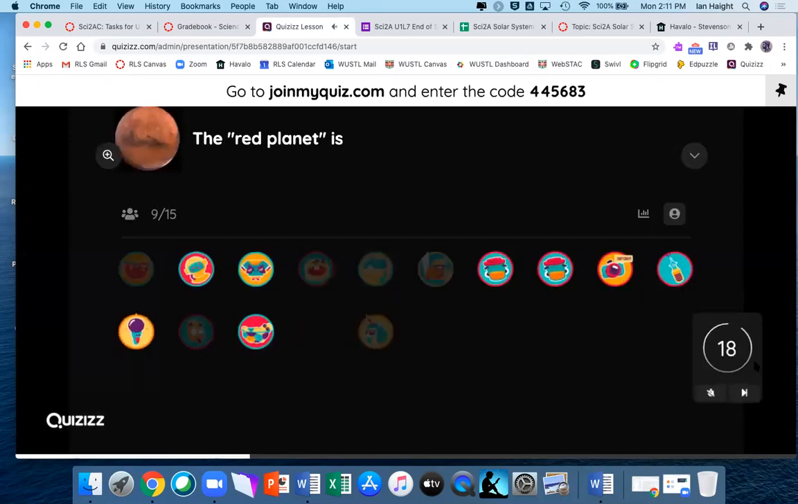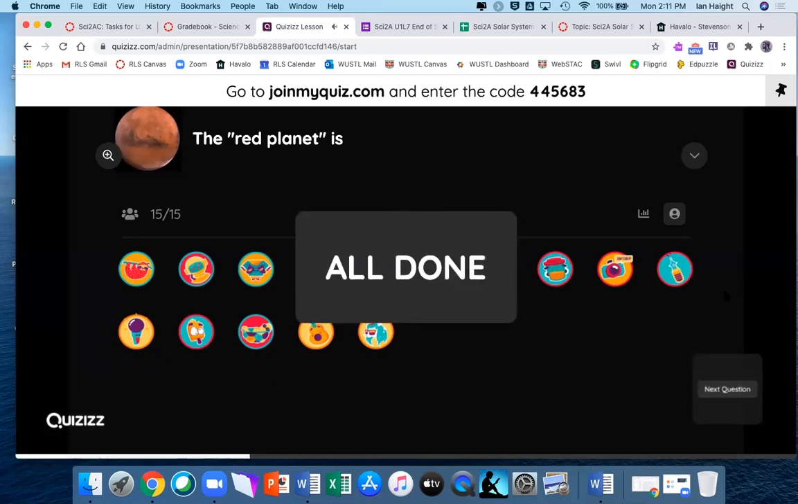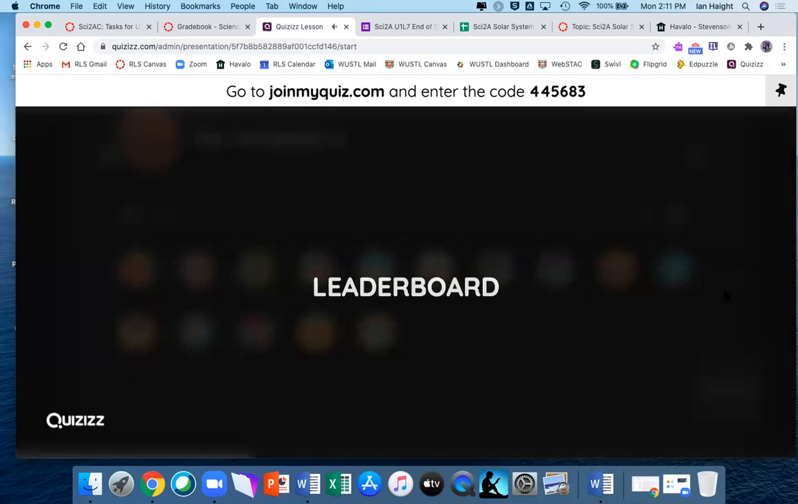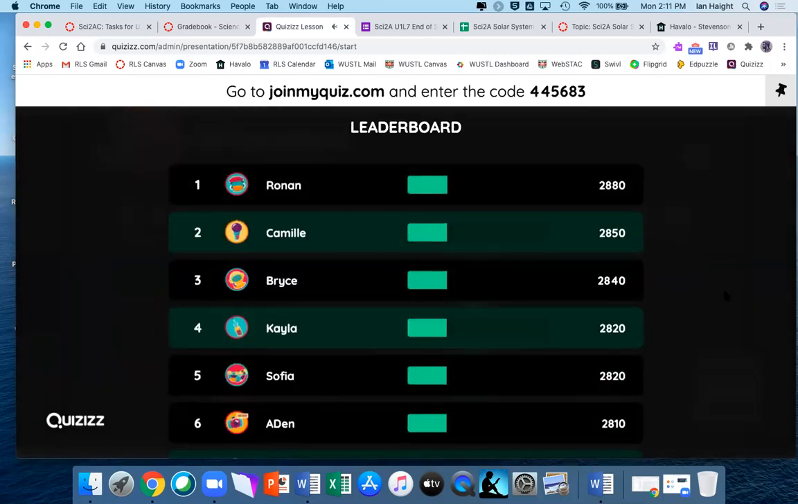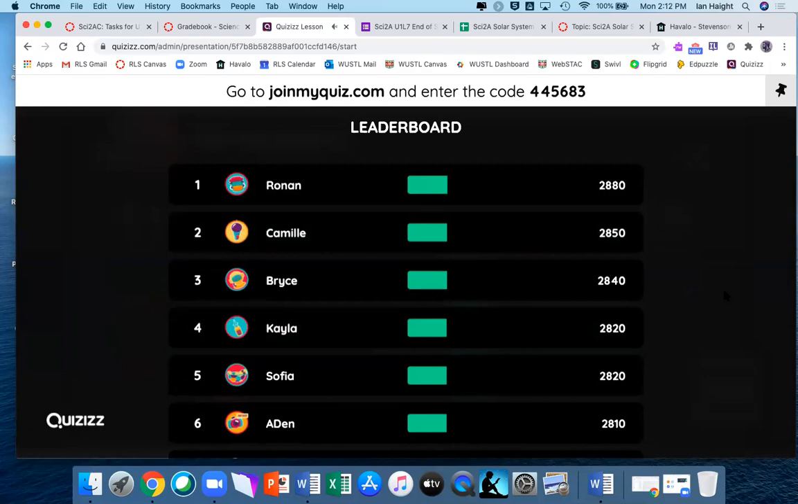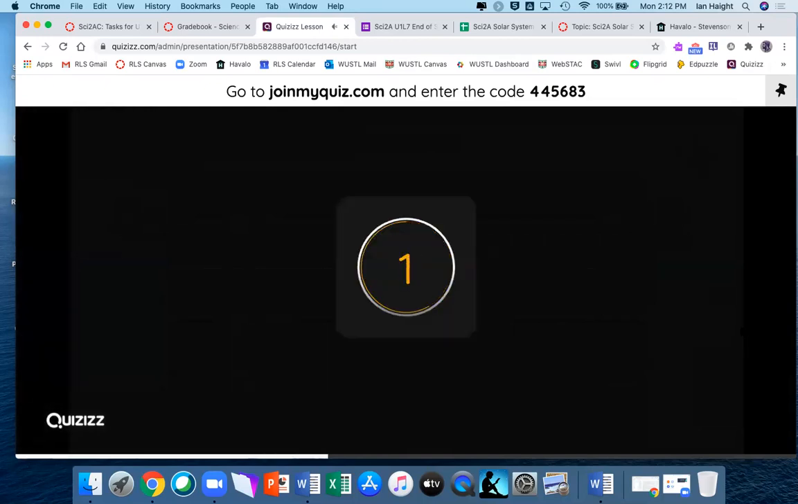The red planet. This is an easy one. All right, Ronan's still in the lead. Camille catching up. Very good. It is indeed Mars. Appears red. It has iron in its soil, rusting.